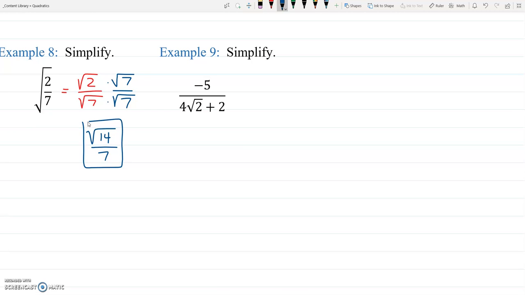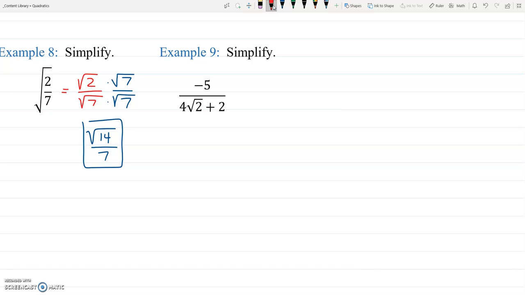I look at number 9 and I see this binomial in the bottom, 4 square root of 2 plus 2. And those are not like terms. This is kind of the same thing as 4x plus 2. I would not be able to combine those. I would just have to leave them. Okay? So now I'm trying to just strategize, how can I get that square root of 2 out of the denominator? That's the only bad part about the denominator.